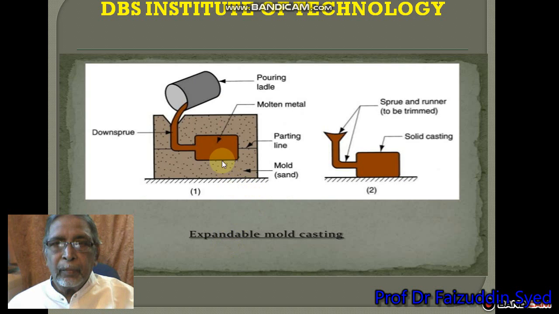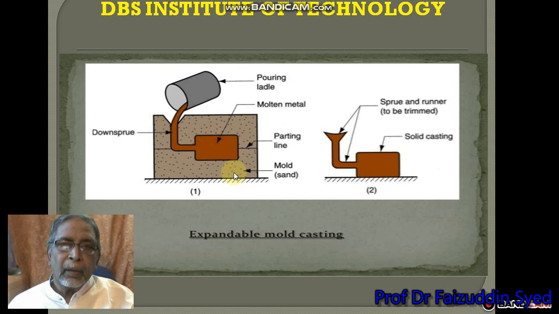This is the diagram of expandable mold casting. The left side what you are seeing is the mold, and molten metal has been poured inside it. Finally, after casting, the mold is destroyed, and the right side is the part of the casting. On the left side of this part there is a sprue and a runner. This will be cut off from the solid casting.